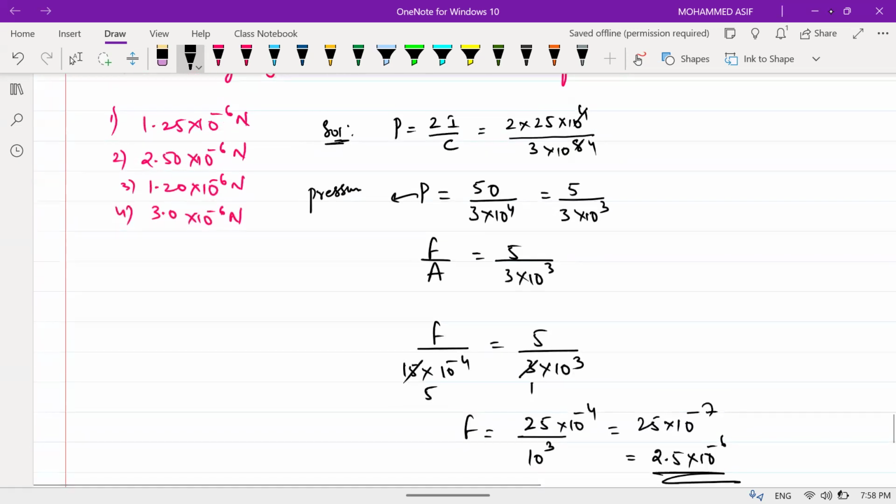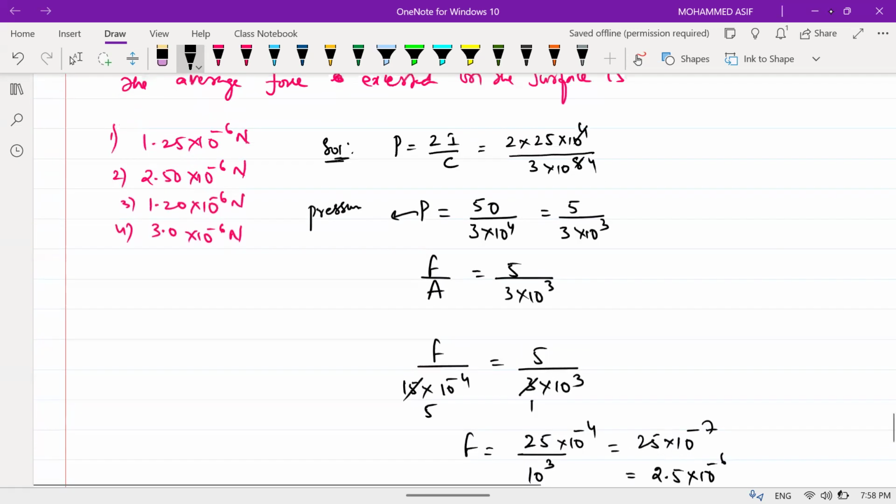See whether there is option 2.50 into 10 power minus 6. The second option will be the answer. Got it? Yes, sir.